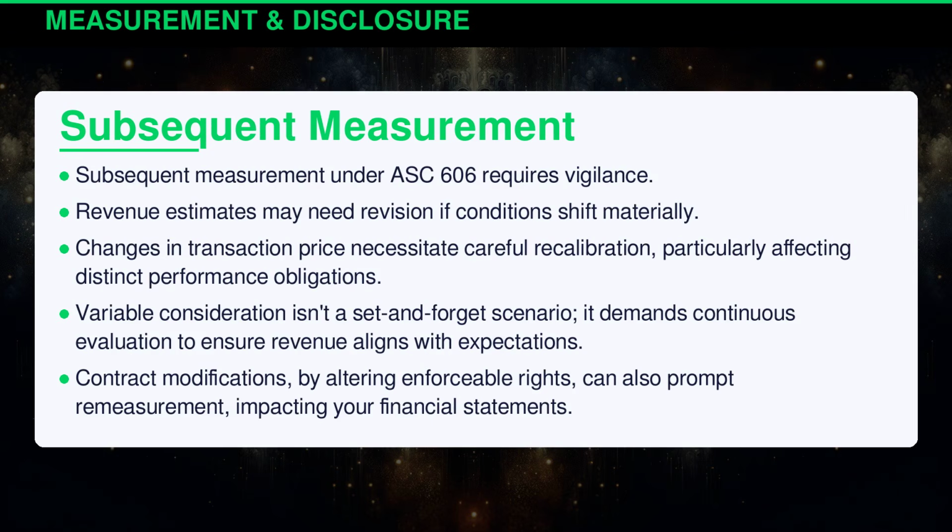Subsequent measurement under ASC 606 requires vigilance. Revenue estimates may need revision if conditions shift materially. Changes in transaction price necessitate careful recalibration, particularly affecting distinct performance obligations. Variable consideration isn't a set-and-forget scenario. It demands continuous evaluation to ensure revenue aligns with expectations. Contract modifications, by altering enforceable rights, can also prompt remeasurement, impacting your financial statements.